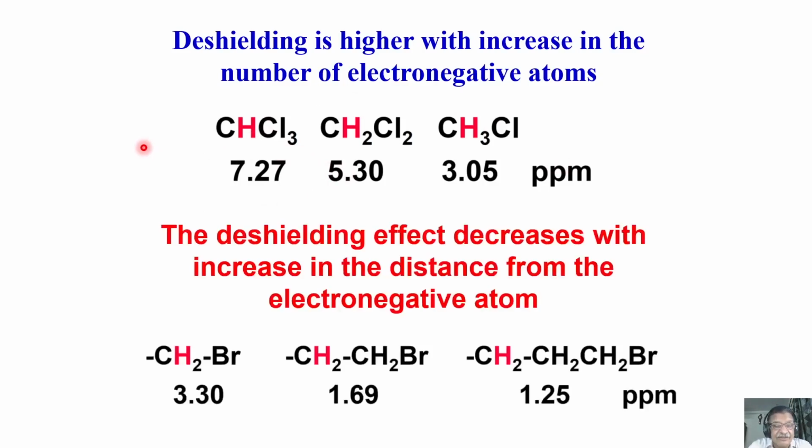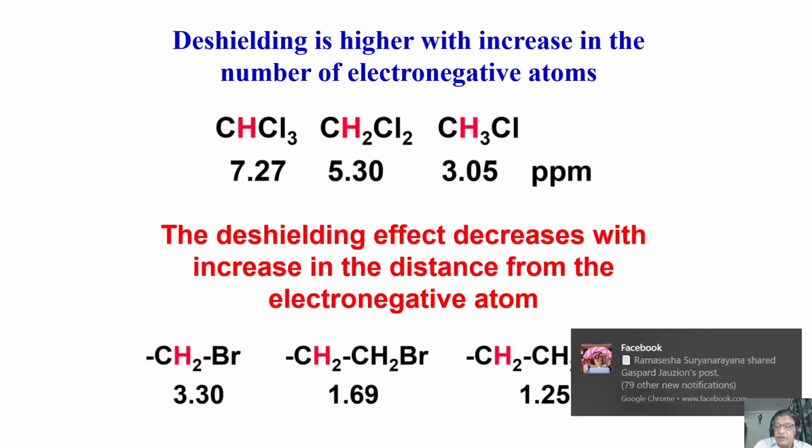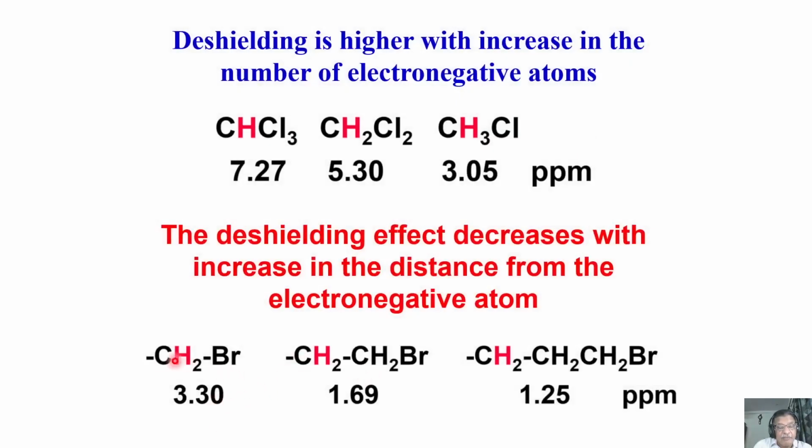The deshielding effect decreases with increase in the distance from the electronegative atom. It's another important thing. The inductive effect will not go through so many bonds. For example, take a fragment of a molecule, which is CH2Br. Something is here, we don't care. Now this CH2 attached to bromine gives rise to a peak at 3.3 ppm. You understand? This gives rise to a peak at 3.3 ppm.